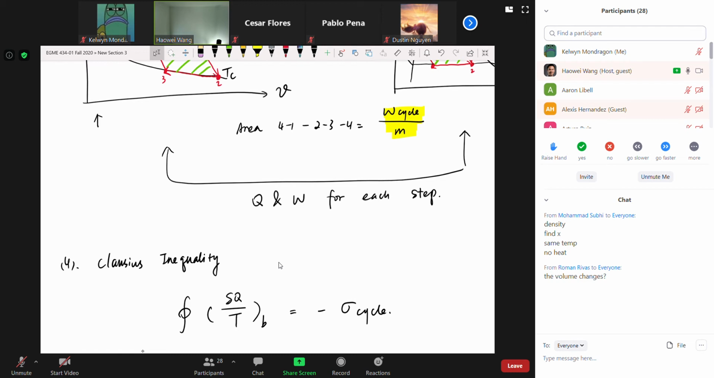You can use this equation to calculate what? Sigma. Sigma will tell you if your design obeys second law or violates second law. Do you remember the rule? If sigma is equal to 0, what does that say about your system?